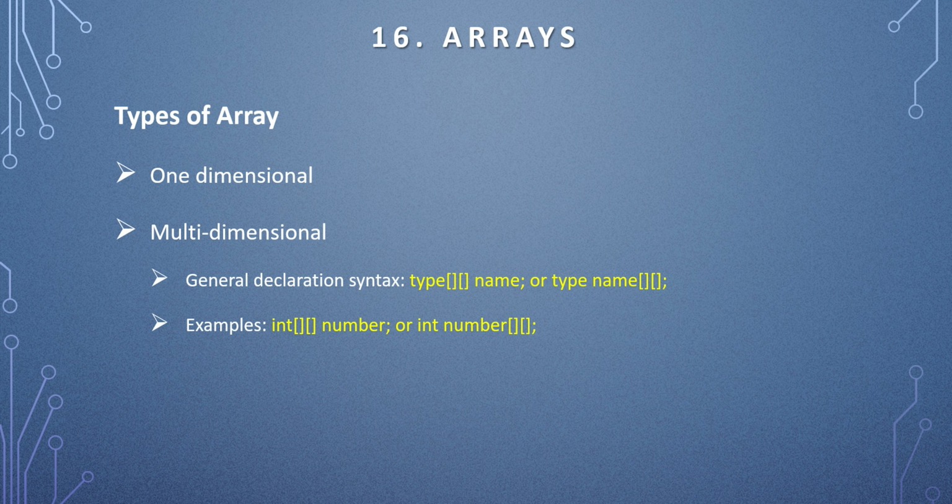Multi-dimensional arrays are arrays of arrays with each element of the array holding the reference of other arrays. General syntax: type two square brackets name or type name two square brackets. You can have any number of square brackets indicating the number of dimensions. Examples: you need to use multiple nested for loops to access multidimensional arrays.